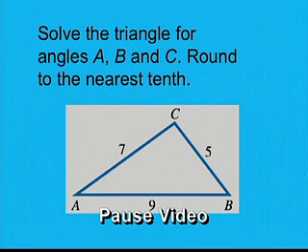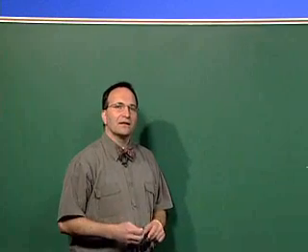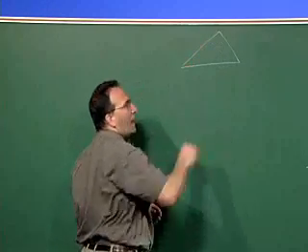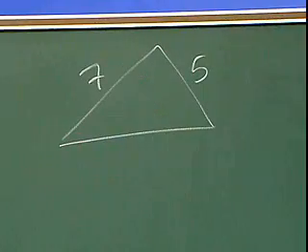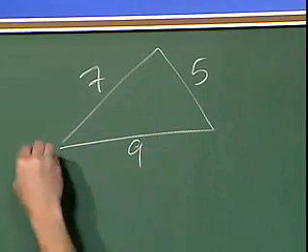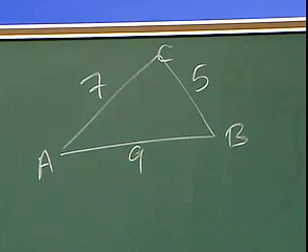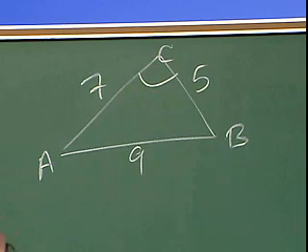Welcome back. Let's see how you did on this. Of course, let me sketch this triangle very quickly. I have sides of 5, 7, and 9. My triangle A, B, C. So let's start by finding angle C first.